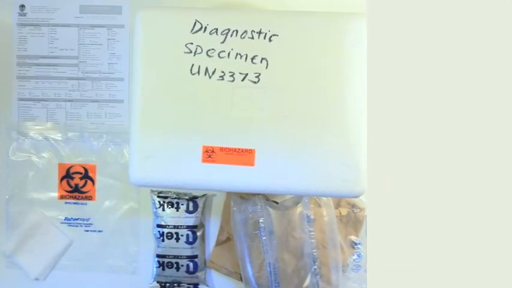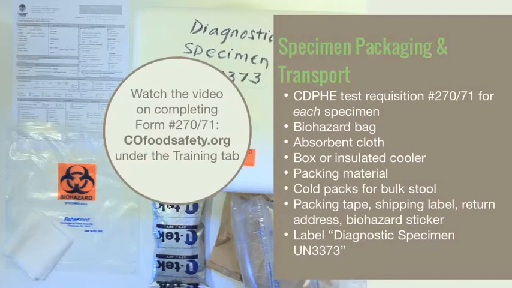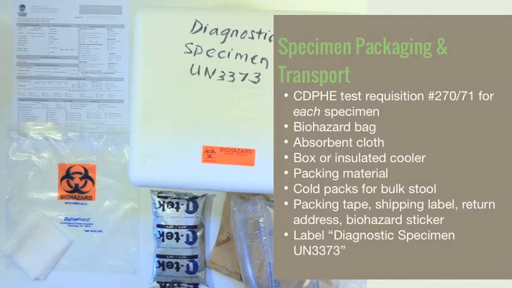For specimen packaging, you'll need a completed CDPHE Test Requisition Form 270-271 for each specimen. You will need to place the Amy's swab tubes, O&P vials, or bulk stool container into a biohazard bag. Each specimen should be placed in its own biohazard bag. Please do not place multiple specimens into a single bag.